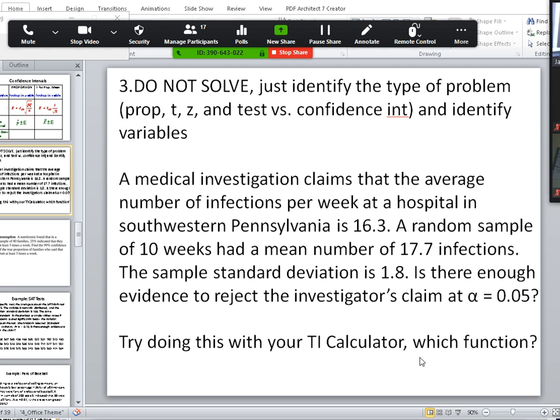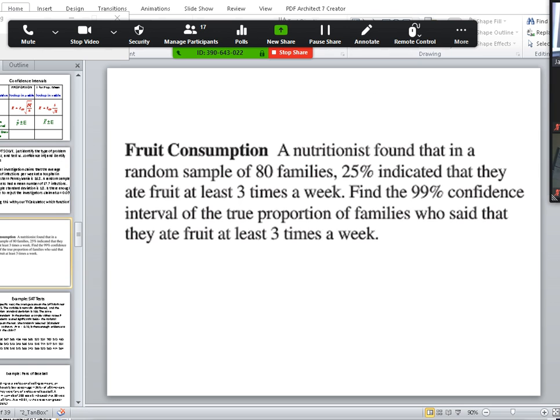Food consumption. The nutritionists found that in a random sample of 80 families, 25% indicated that they ate fruit at least 3 times a week. Find the 99% confidence interval of the true proportion of families who said they ate fruit at least 3 times a week. Great. All right, 15 seconds.